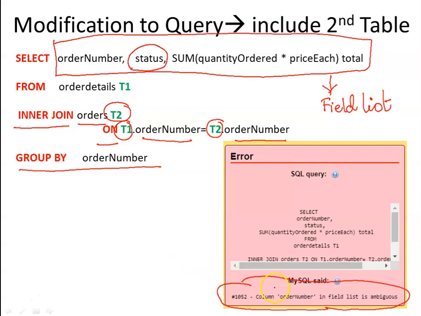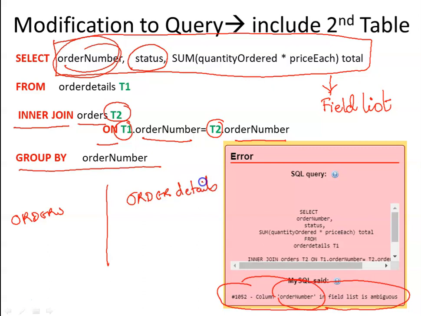So what does it say? It says there is an ambiguity with respect to this particular attribute, that is order number. Now what could be the ambiguity with respect to order number? If you remember the orders table and the order details table, both these tables had order number as an attribute. Here the order number was a primary key, and here the order number is a foreign key.